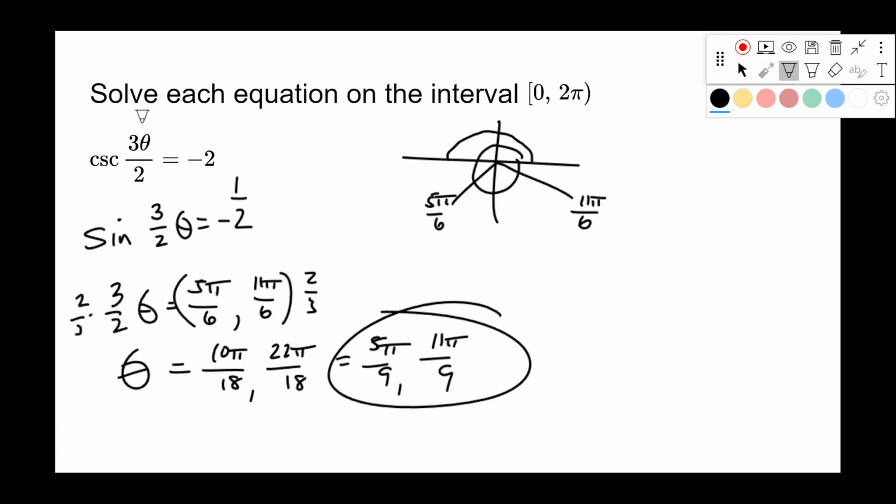Okay? So this number that's being multiplied by the variable, the theta or the x, is telling you how many times to rotate around the unit circle and how many answers to actually find before you finish the problem by moving that number, that coefficient, to the other side.